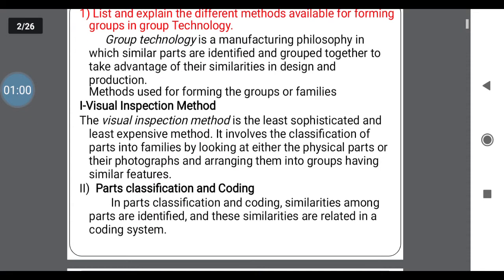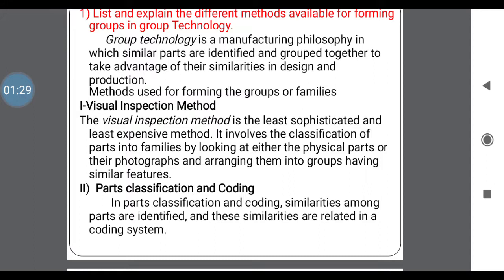Here are the methods used for forming the groups. First one is the visual inspection method. Second one is parts classification and coding. See, the visual inspection method is a direct method. It involves the classification of parts into families by looking at their physical appearance or physical parameters. Usually we can make the group that way. That type of method is the visual inspection method.